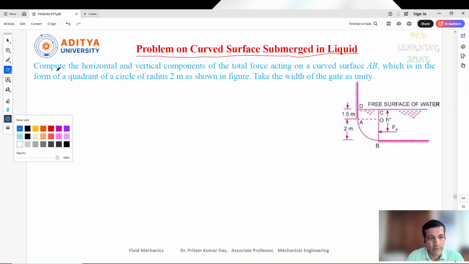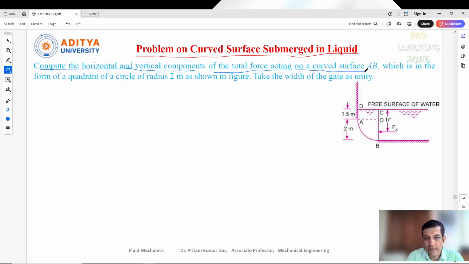So I have considered a problem: compute the horizontal and vertical component of the total force acting on a curved surface AB, which is in the form of a quadrant of a circle of radius 2 meter as shown in the figure, and take the width of the gate as unity. So here one diagram is given, and based on the diagram we need to find out the horizontal and vertical components of the total force acting on the curved surface.